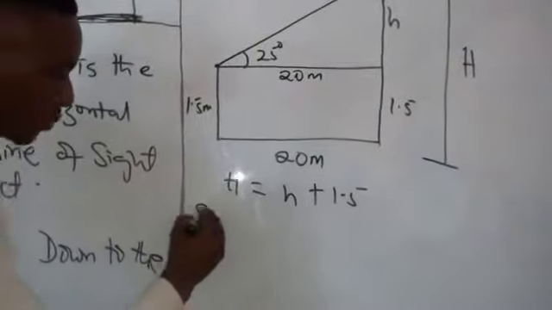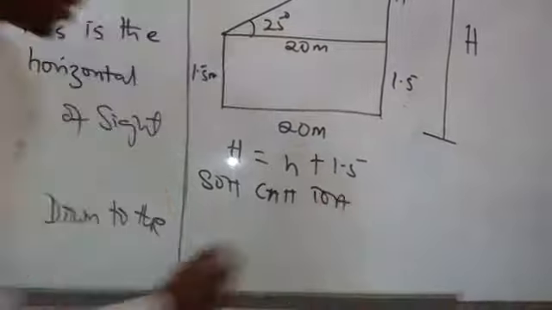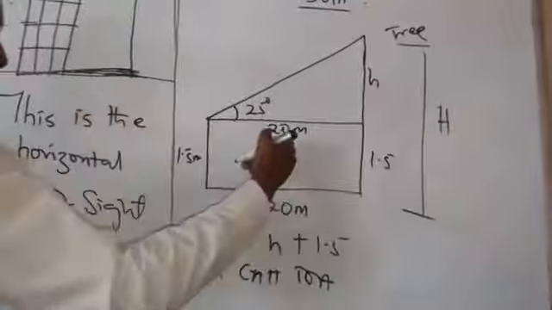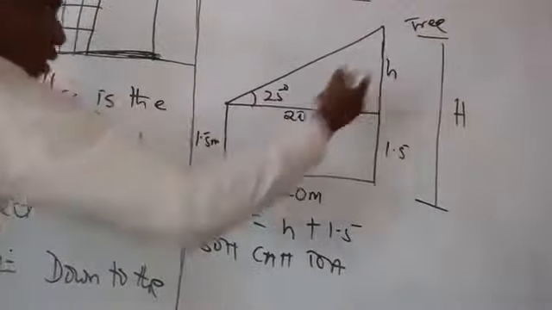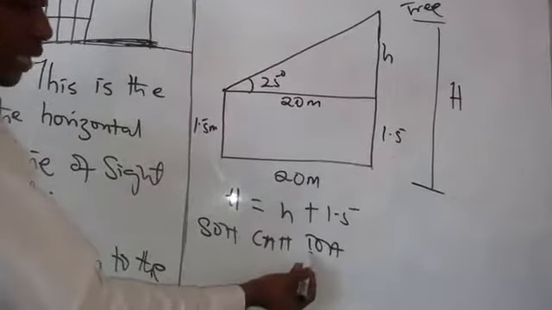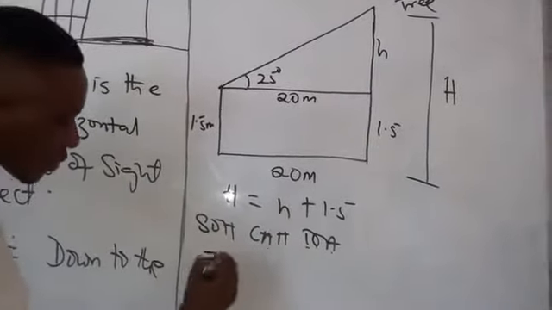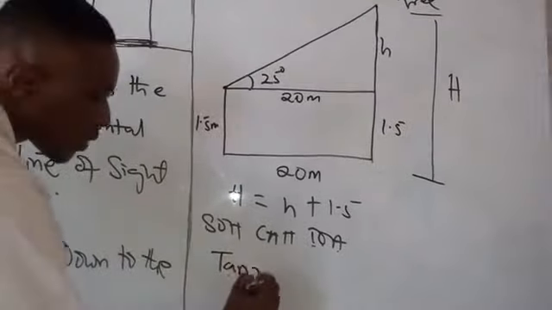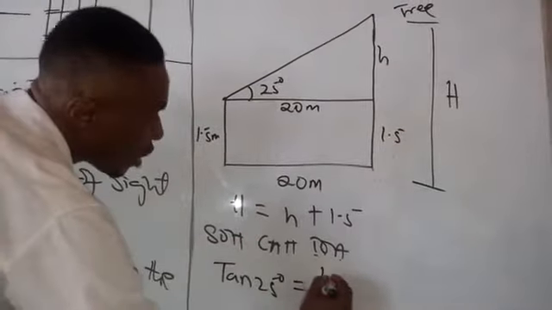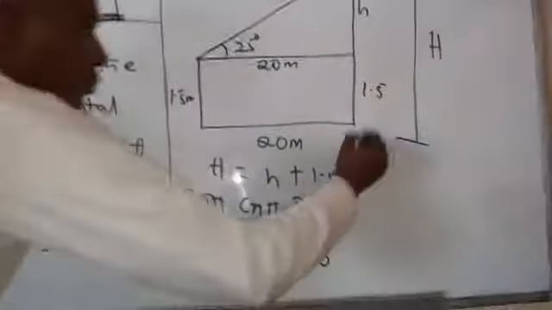From our SOH CAH TOA, if you remember it. Since we are dealing with opposite and adjacent, we want to get the opposite, we have the adjacent, we are going to use tan. So tan is opposite over adjacent. Therefore tan 25 degrees is equal to opposite over adjacent, which is h over 20.